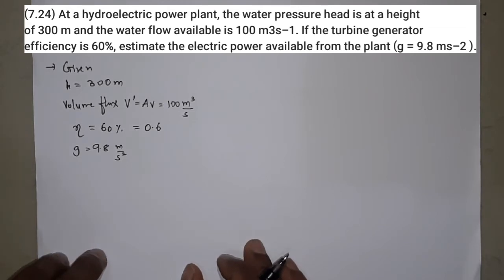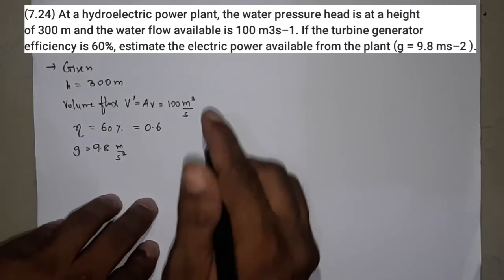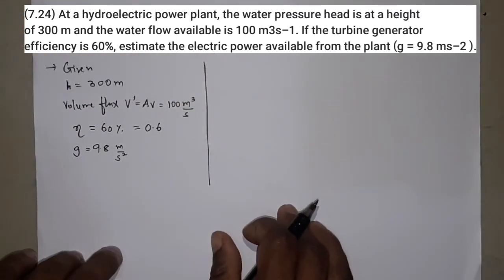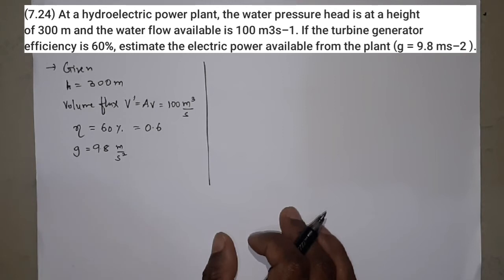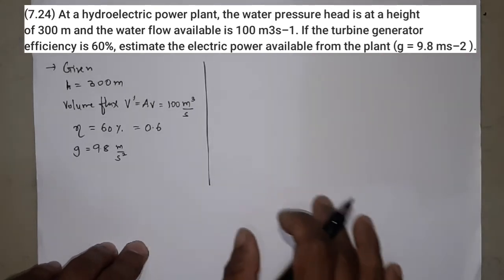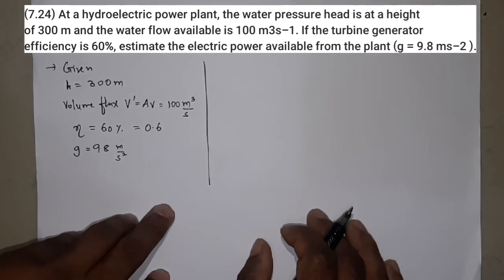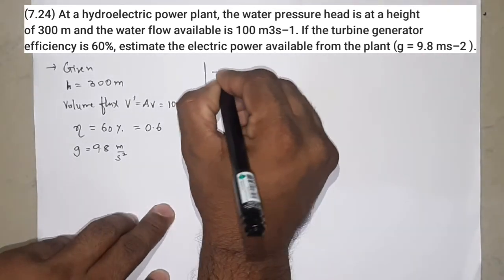We know that efficiency, eta, of the power plant or turbine or generator is output power by input power. So from that we can find output power. But before that we need input power, so let me calculate input power first.